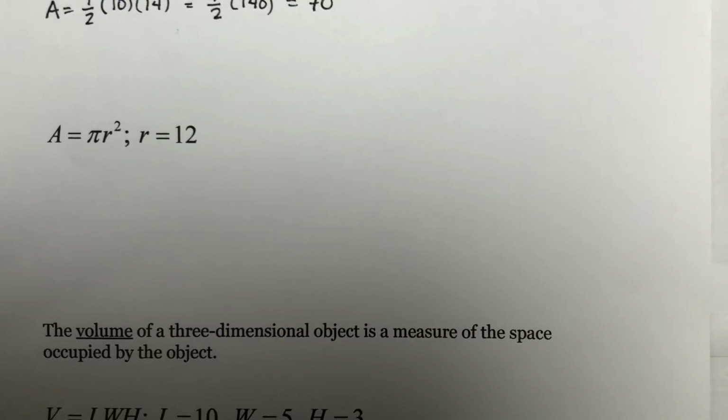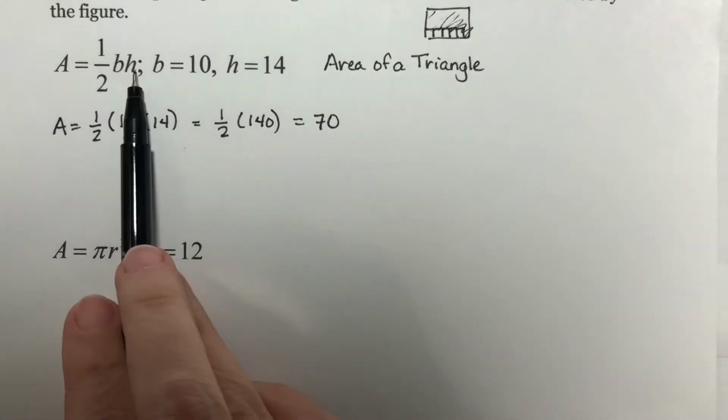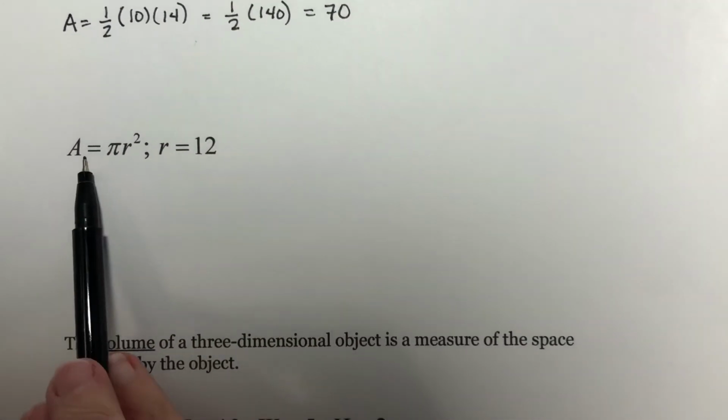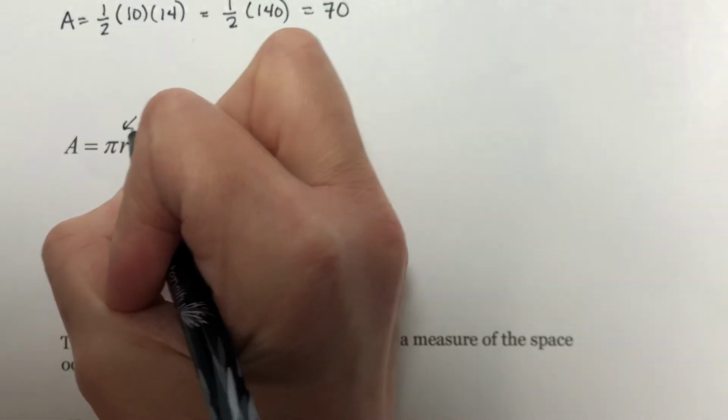This is section 2.5, part 3. We've been talking about area. We just calculated the area of a triangle using the formula. Now we're going to find the area of a circle. When you see pi, this is a circle.